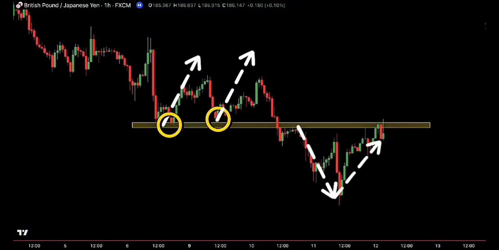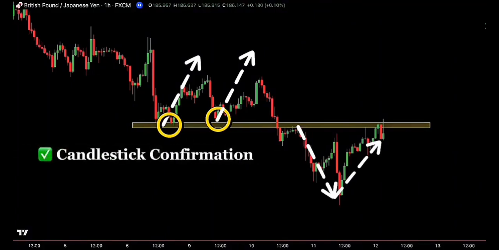Eventually, price breaks below this support, signaling a shift in momentum. However, rather than entering a short trade immediately, we wait for a pullback to confirm that the broken support is now acting as resistance. To increase the probability of a successful trade, we look for additional bearish signals that confirm the reversal. Candlestick confirmation: a bearish engulfing, shooting star, or rejection wick indicates that sellers are stepping in. In this example, we had a clear pin bar signaling a potential continuation of the downtrend.